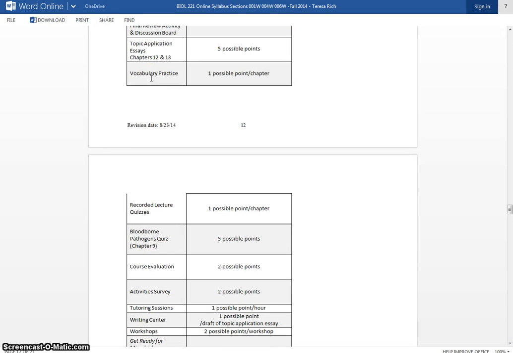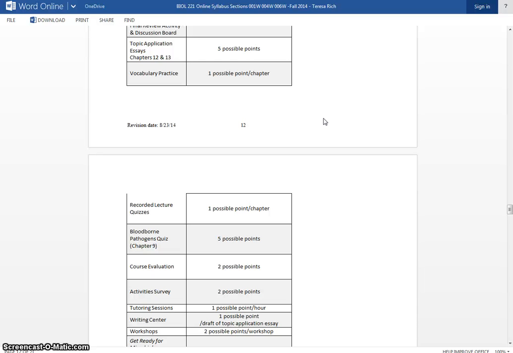Vocabulary practice. I have an optional assignment set up where you can practice vocabulary. When you take a Spanish class, you learn Spanish. When you take a French class, you learn French. When you take microbiology, you learn microbiology terms. It's mainly based on Latin. Nevertheless, it's good to practice the vocabulary, and I want to give you some points for doing it. But I don't want to make it required in case you've taken some other medical type courses and all of this is not so new to you.